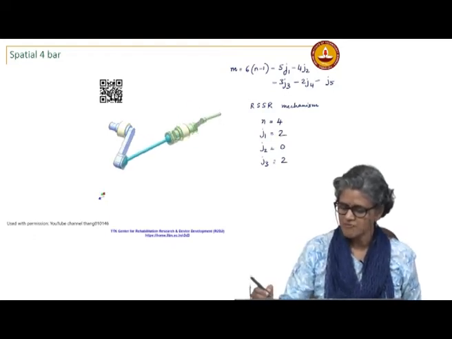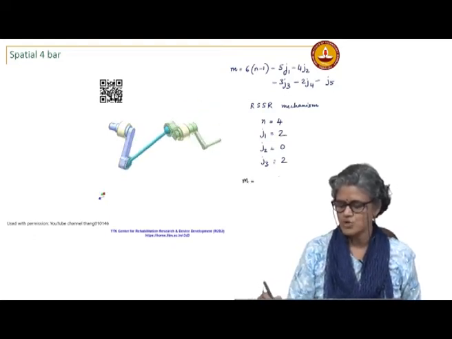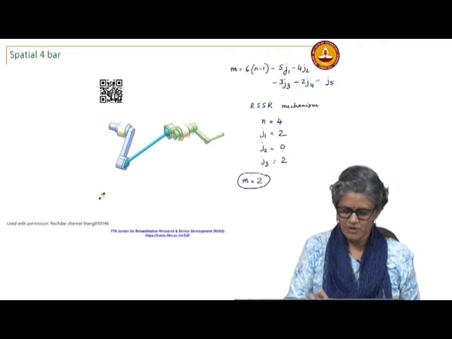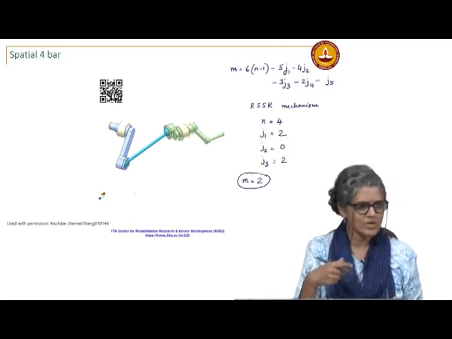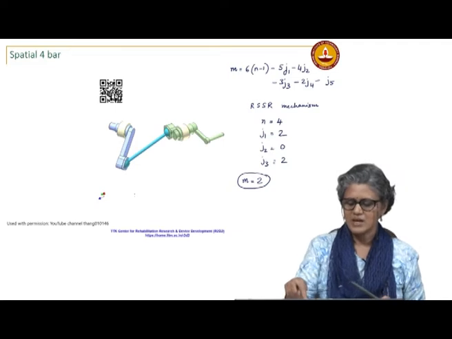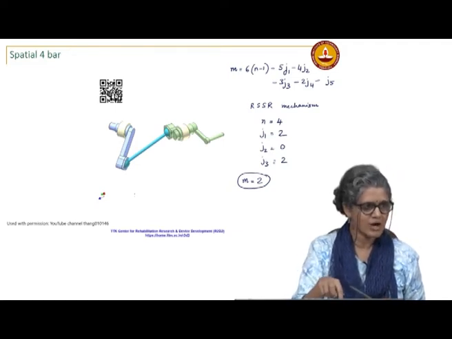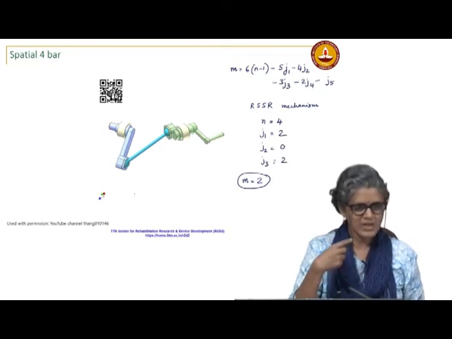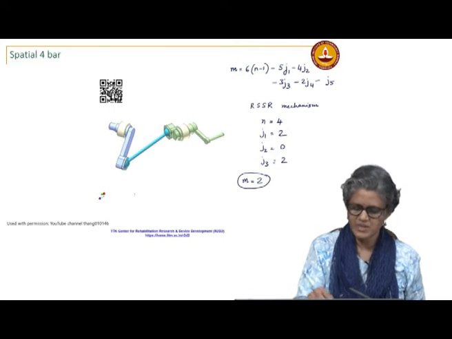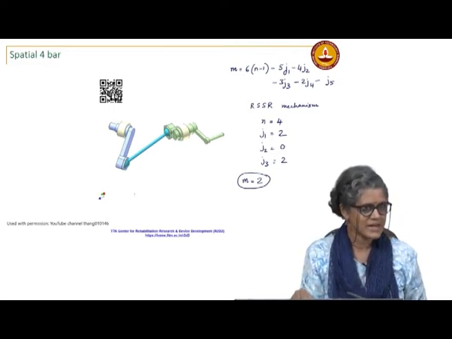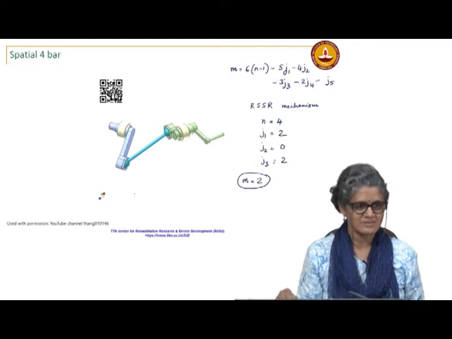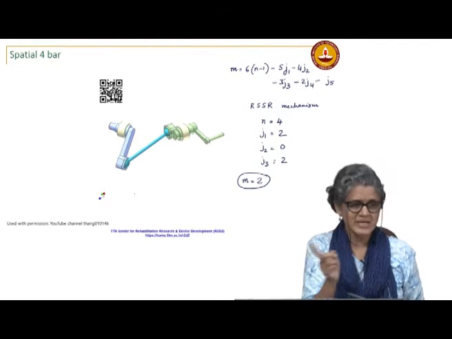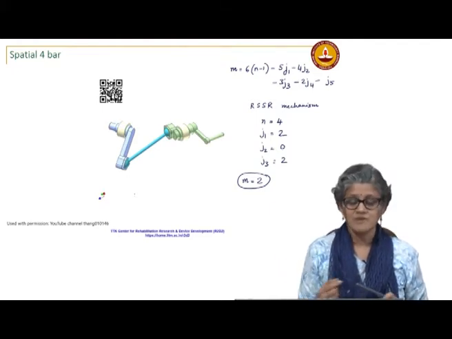So, now if I apply the mobility equation, what do I get for the mobility of this mechanism? I get a mobility of 2, but it is quite clear that there is a definite relationship between the input and the output. You need only one input to make this mechanism move in a predictable fashion. The input angle, output angle can be related directly, which means there is an additional degree of freedom. What do we call that which is not affecting the input output relationship? We call it an idle degree of freedom.